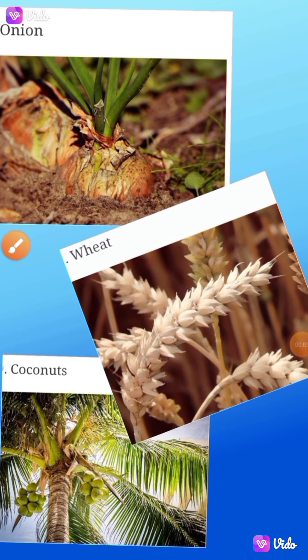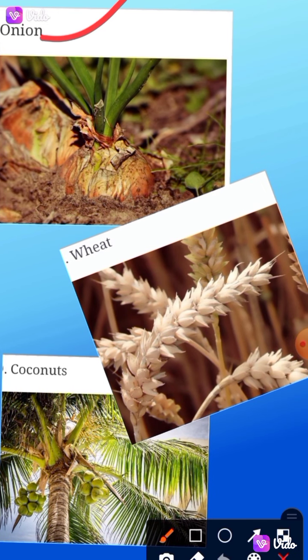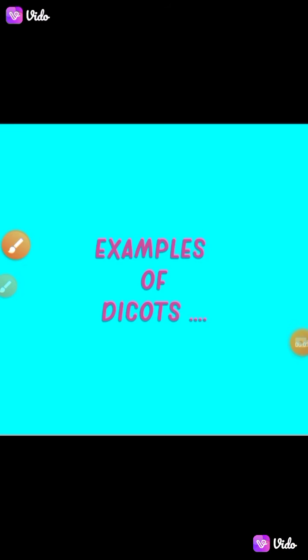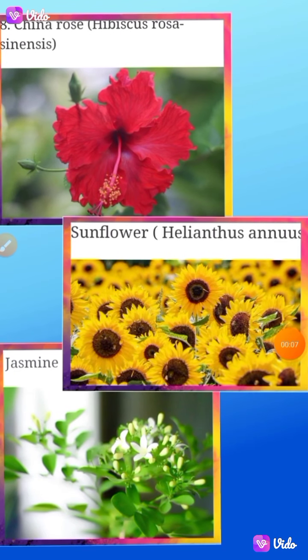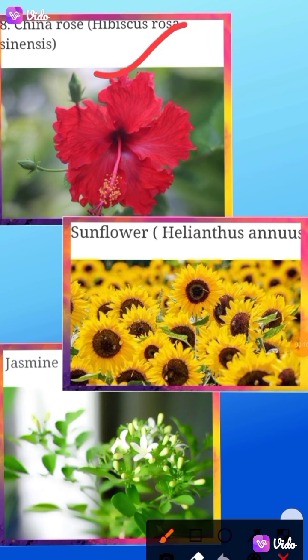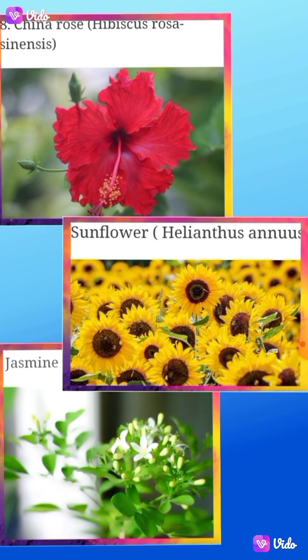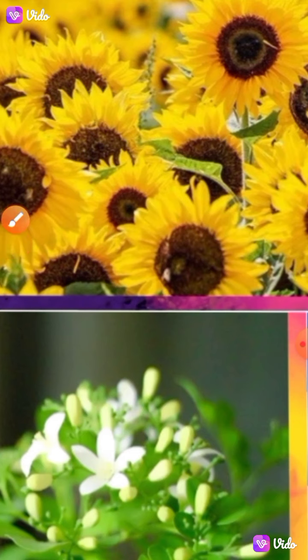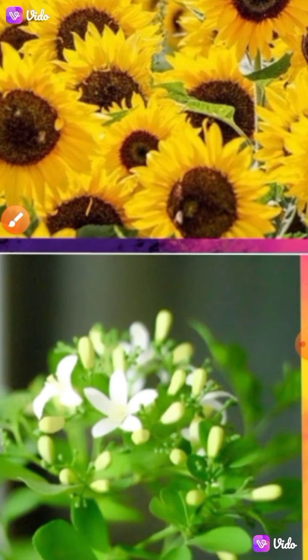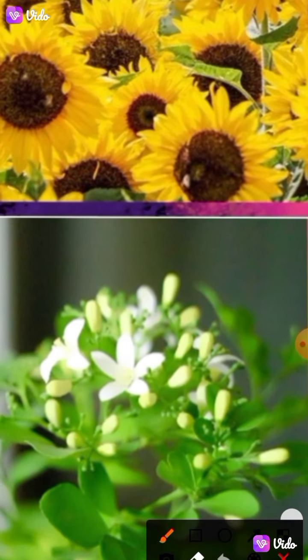Other examples of monocots are onion, wheat, coconut. Here in coconut you can see that the leaves have parallel venation, so it shows that it is a monocot. So now moving on to the examples of dicots, let's see. The examples are China rose, sunflower and jasmine. Here in jasmine you can see that the petals are in multiples of 5, 1, 2, 3, 4, 5, so it means it is a dicot.